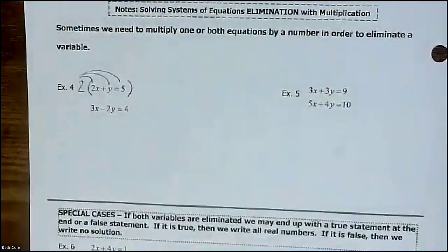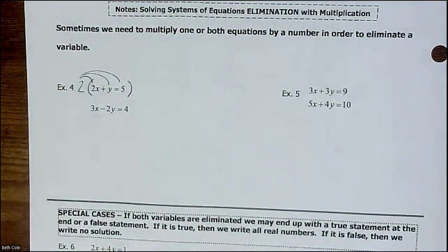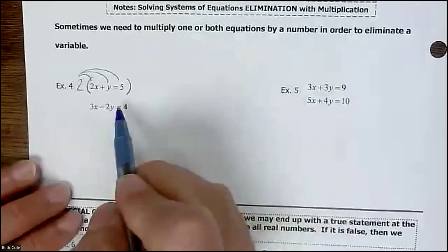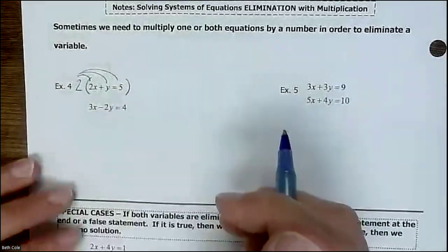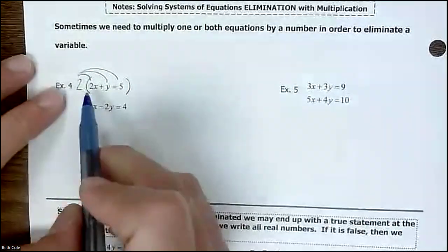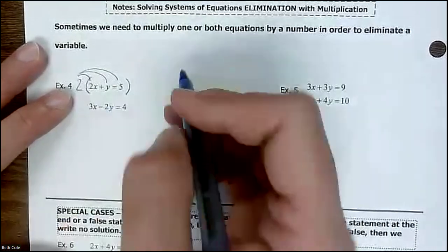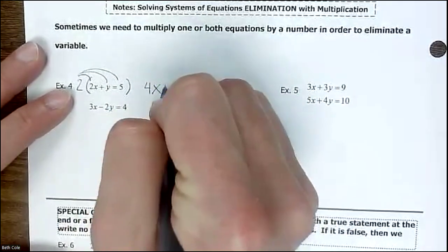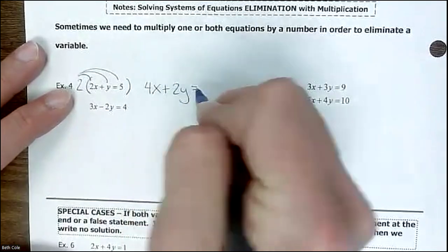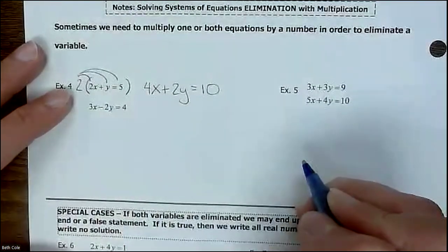The most common question I get asked is, Miss Cole, where did the 2 come from? It came from our brain. We came up with it. If this is a -2, we want that to be a +2. So you have to come up with that. All right. Distributing a 2 through there, what's that going to give you? 4x plus 2y equals 10.